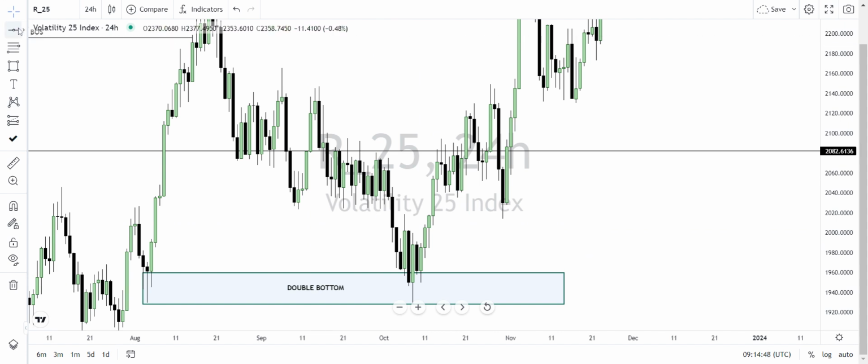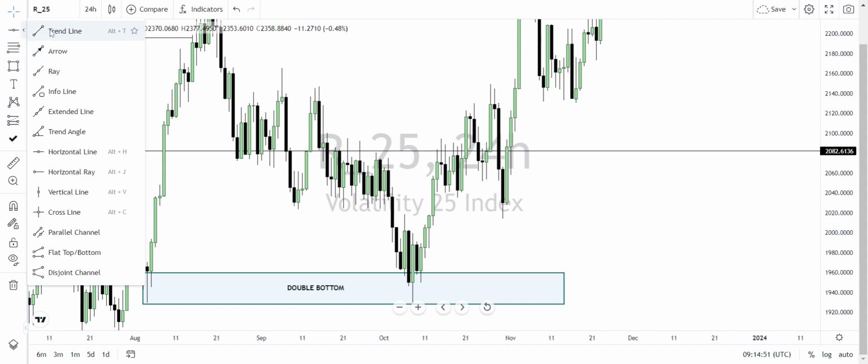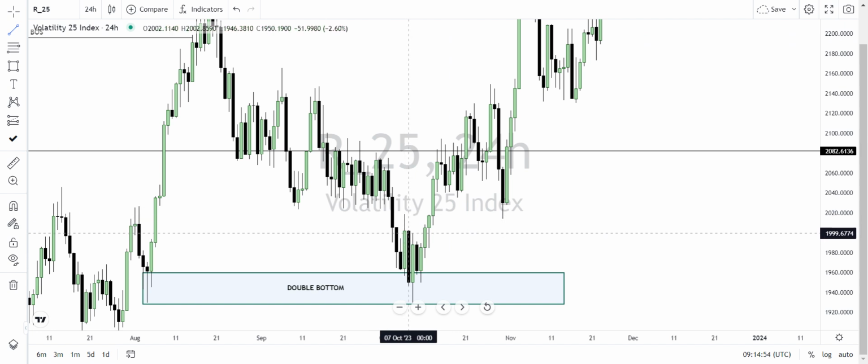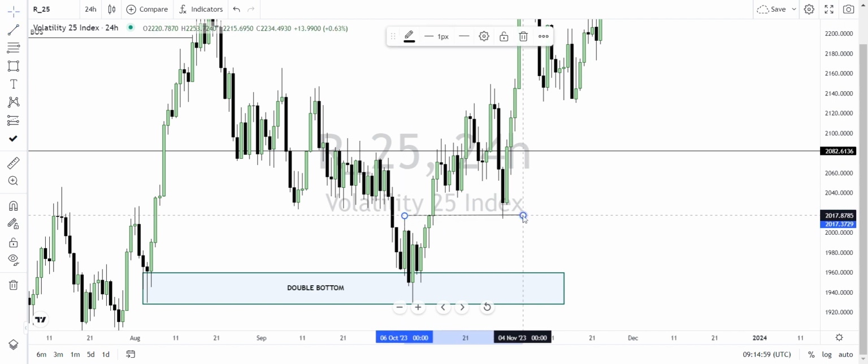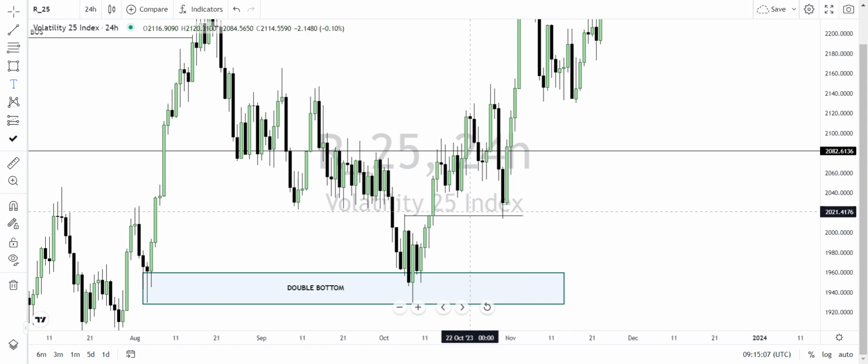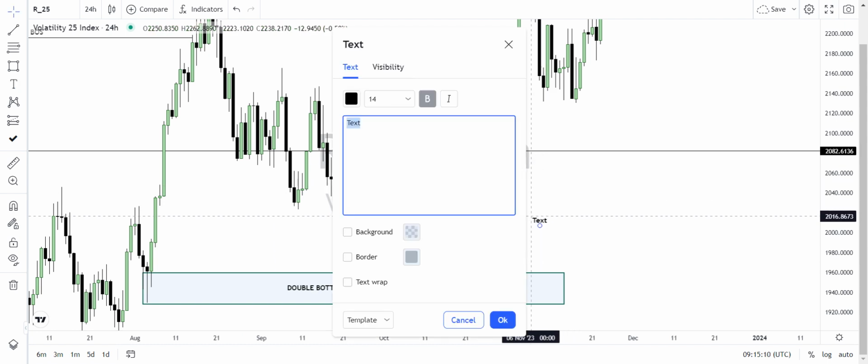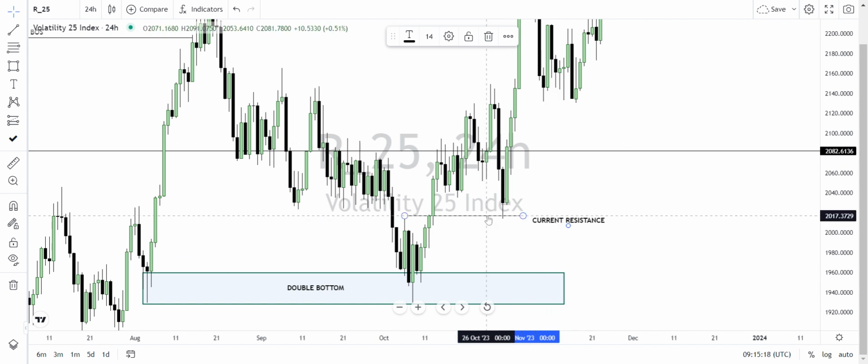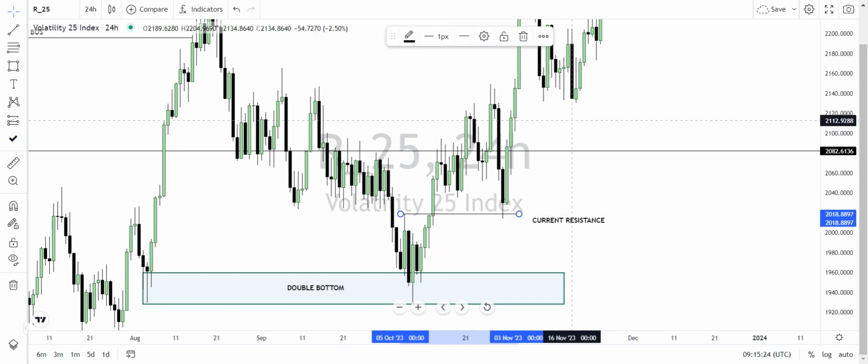So let me show you. In this case, this is our green candle, this is our black candle. So as at that time, this is our current resistance. Let me write it here: current resistance. Once the market broke our current resistance, it is a confirmation that we can enter the market.